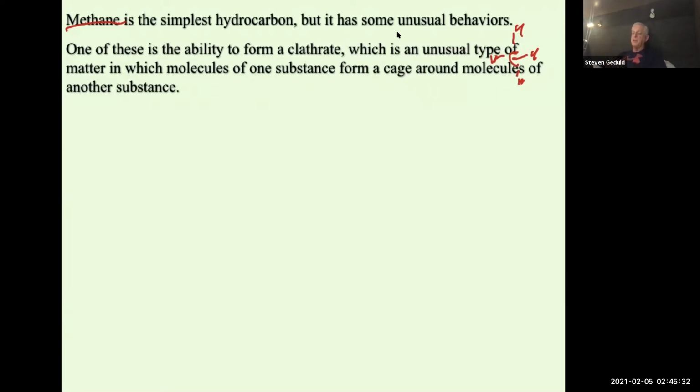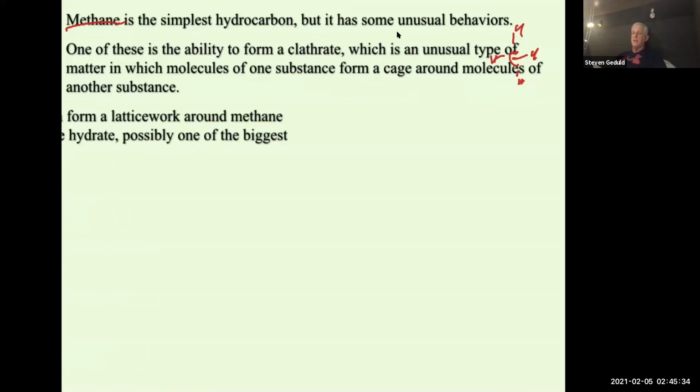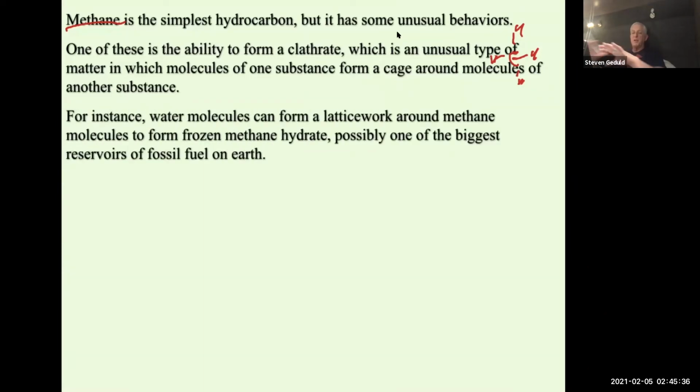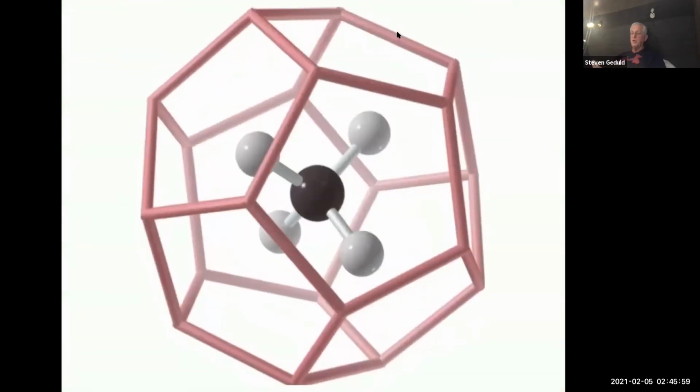But to form a cage around molecules with methane gas, water molecules can form a lattice work around methane molecules to form frozen what's called methane hydrate, which means it's methane with water. That's probably one of the biggest reserves of fossil fuels on the earth. Remember, methane is a fossil fuel. It's 1 carbon. It's not as big as octane, which has 8, but you can use it as fuel. We do use it as fuel. And this is what it looks like.